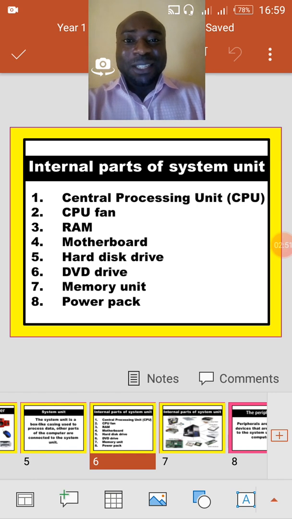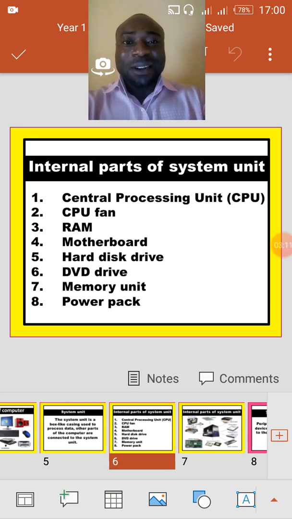Now I would like us to look at internal parts of the system unit. That is, the parts that are inside the system unit. 1. Central processing unit, CPU. Then we have 2. CPU fan. We have 3. RAM. We have 4. Motherboard. We have 5. Hard disk drive. Then we have 6. DVD drive. Then 7. Memory unit. And 8. Power pack. So these are the major 8 internal parts of the system unit.